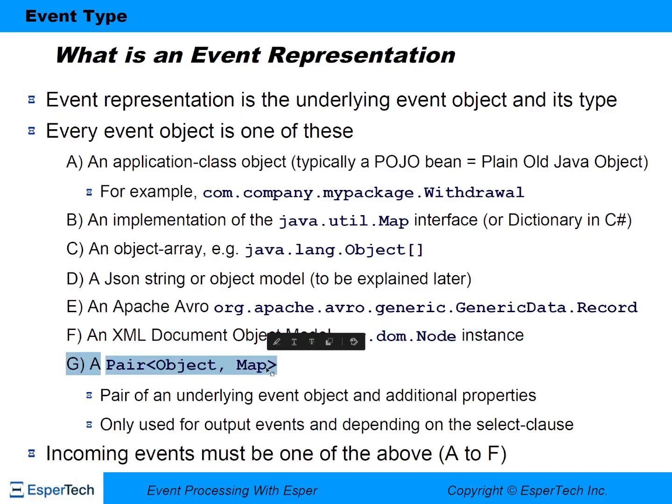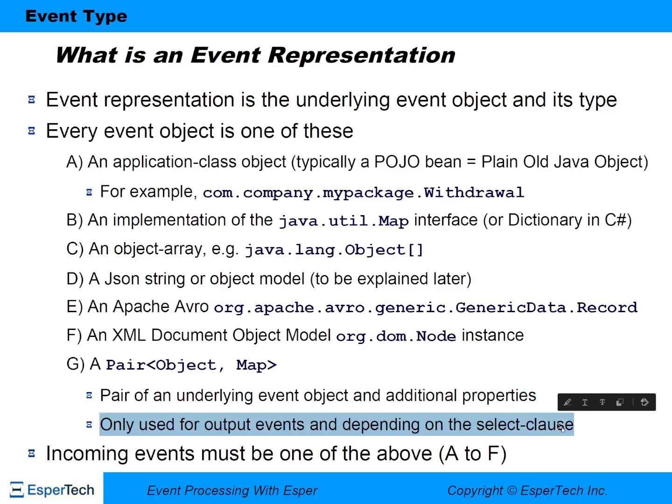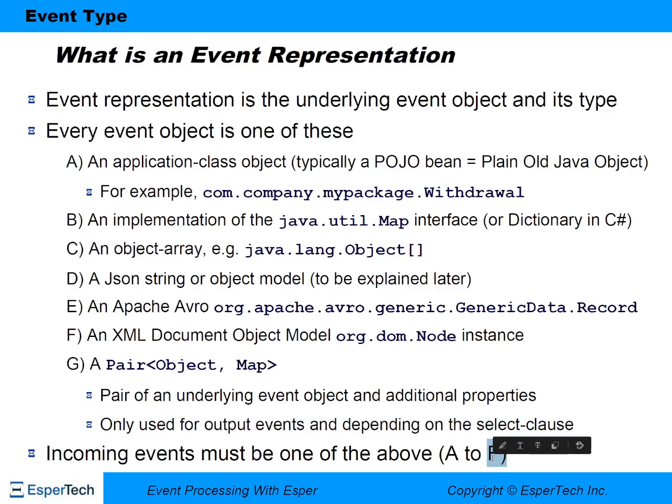G. A pair of object and map. A pair of an underlying event object and additional properties. A pair is only used for output events and depending on the select clause. Incoming events must be transformed into one of the above.